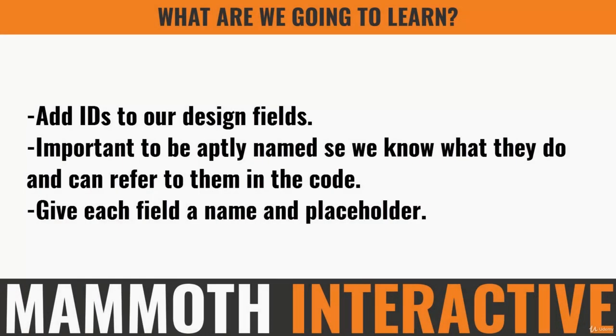In this part of the tutorial, we're going to add IDs to our design fields, so this is giving them a name. Now it's important to do so because they need to be aptly named, just like anything in code, so we know what we're talking about, and we need to refer to them when we actually write the code itself. So again, we're going to give each of the four fields, so the two inputs, the button and the output, a name and a placeholder so that if the app were to run, we would actually know what they do.